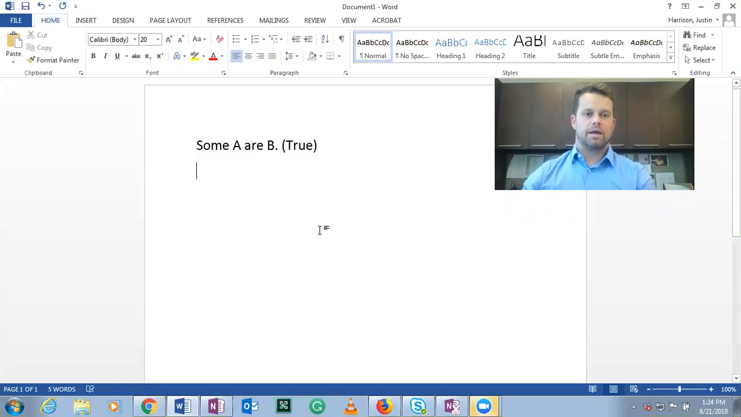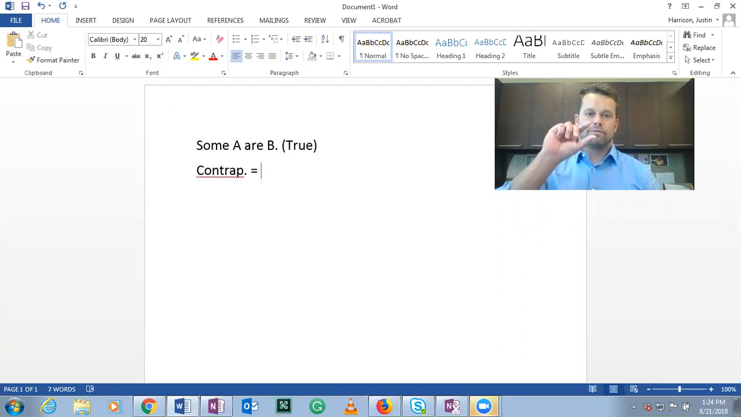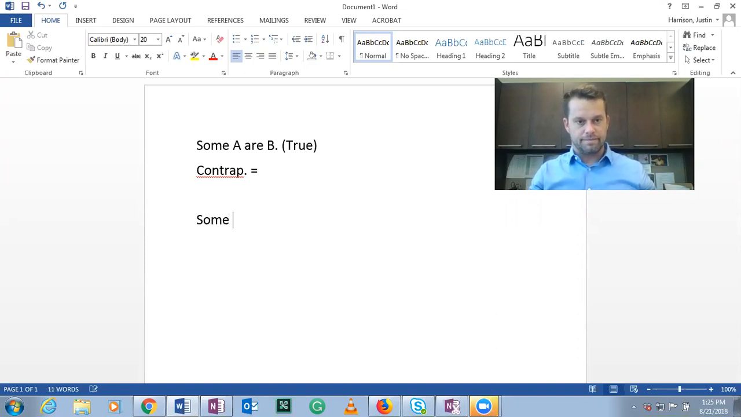Okay, some A are B, and we are supposed to do the contrapositive of some A are B. When you perform contraposition, you flip the subject and predicate, and then you change the subject and predicate to their complements. So if you have A and B, the complement classes would be non-A and non-B. If you had non-A and non-B, then the complements would be A and B. So first we flip it, and then we change it to the class complement. So this would be some non-B are non-A.